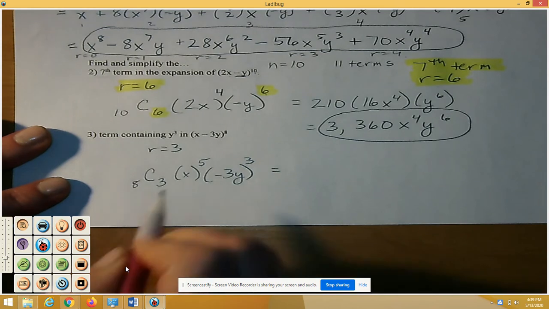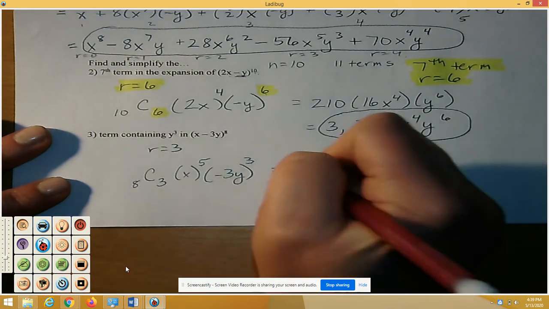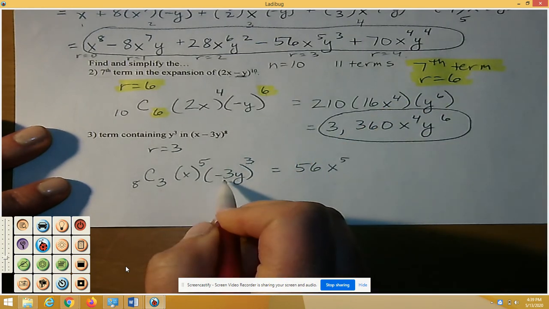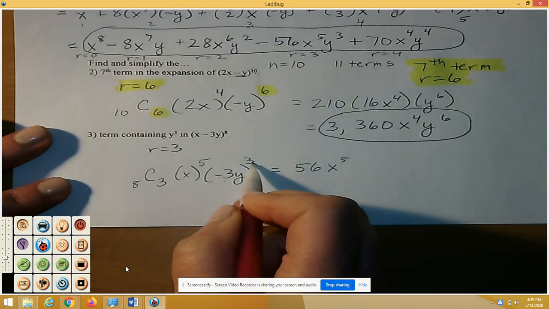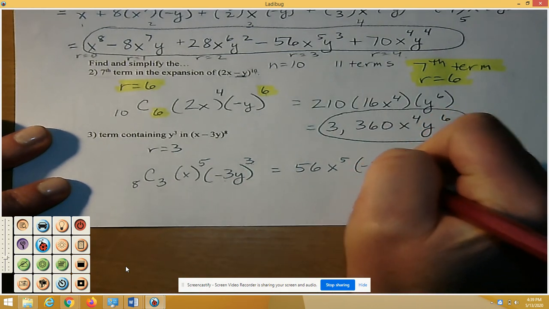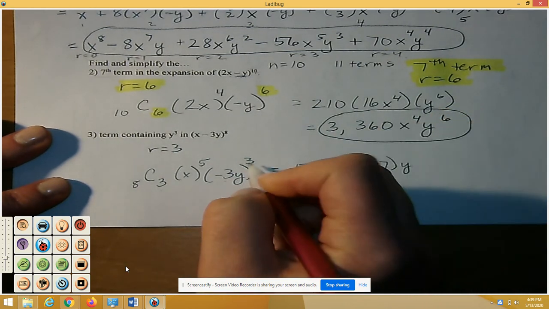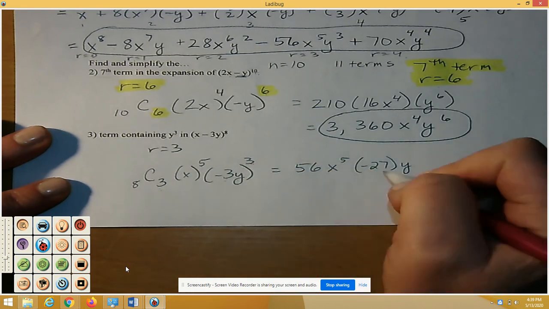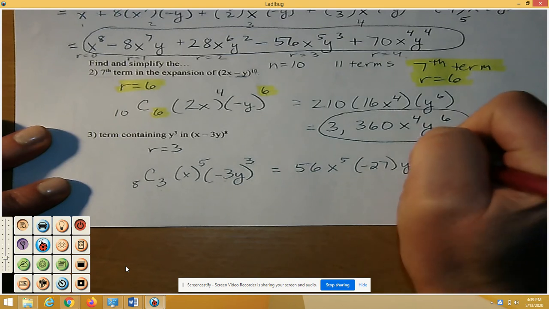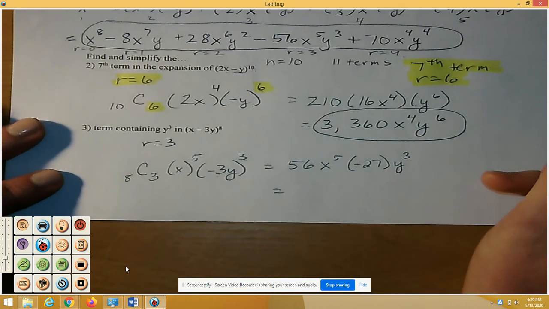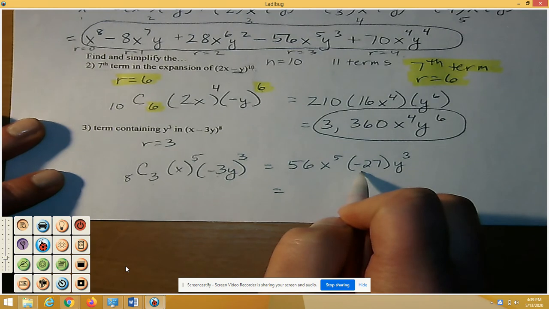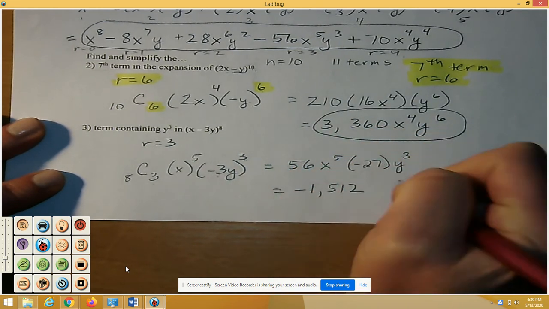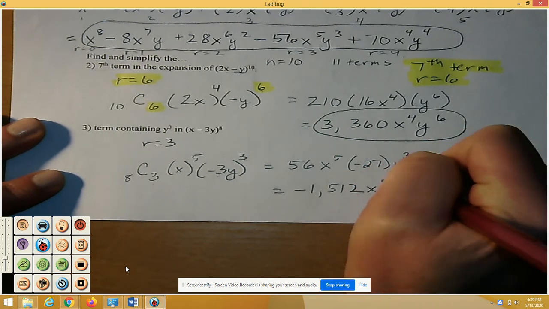So you're going to do 8 choose 3 on your calculator. You would get 56. I'm going to have x to the 5th. This negative 3 will have the exponent of 3, so that's going to turn into negative 27. And then remember, the exponent is applied to both the coefficient and the variable. So I get the negative 27 and then y to the third. And then you just need to take it one more step and do 56 times negative 27. You get negative 1,512 x to the 5th y to the third.